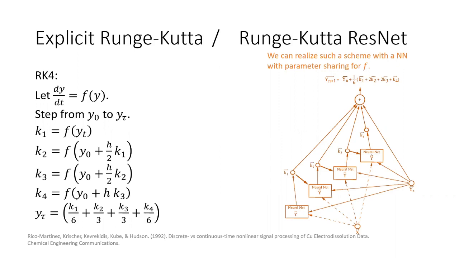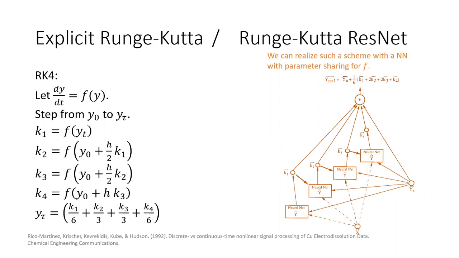You take an initial condition, you calculate f of y, we call that k1. You multiply it with a small number, h is the step, you add it to the initial condition, you evaluate f again. Call that K2. You take that, you multiply it with a small number, add it to the initial condition, evaluate K.